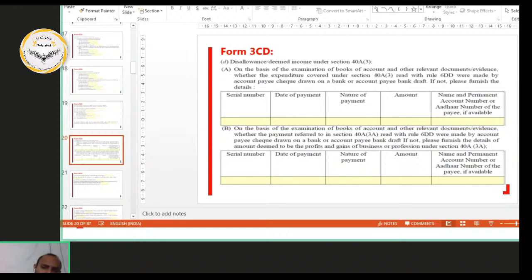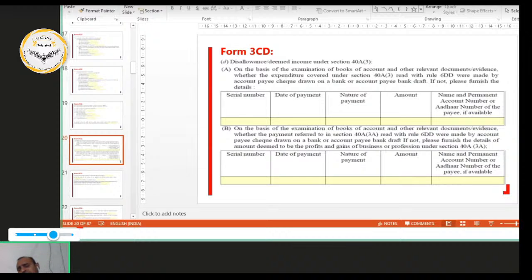Amount of deduction inadmissible under 14A. If any expenditure is incurred towards earning exempt income, then you have to calculate the disallowance, then you have to quantify and give. So amounts inadmissible under proviso to 36(1)(iii), those cases of interest, have to be given here. If there is any interest which is disallowed. Amount of interest inadmissible under section 23 of the MSME Act, that has to be given.